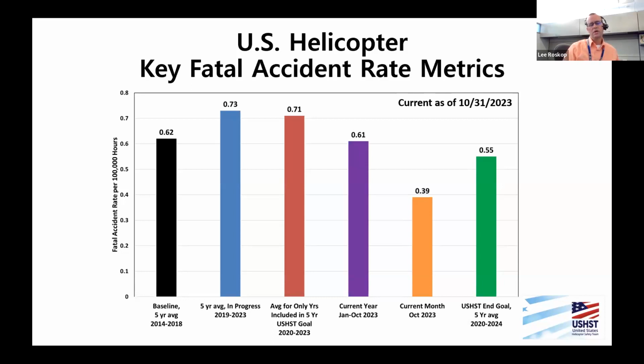As you move one over to the 0.71 per 100,000 flight hours, that is for the almost 4 years that we have, encompassed in what the USHST's final 5-year measurement period will be, which will be 2020 to 2024. So right now we've got 2020 and most of 2023 factoring in there. For the current calendar year, 2023, we are at 0.61 per 100,000 flight hours. And for the month that just concluded yesterday, we were at 0.39 per 100,000 flight hours.